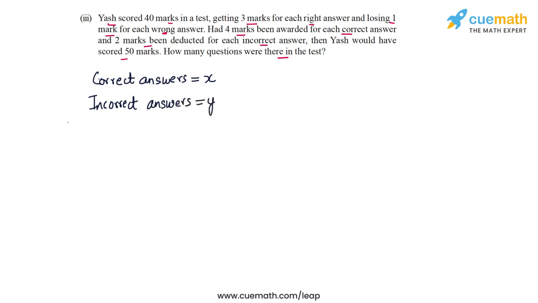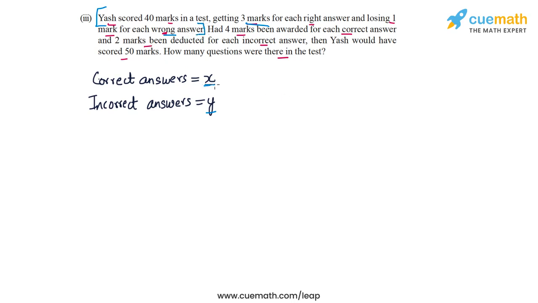So x and y are the two unknowns, and we need to set up a pair of linear equations in x and y using the given information. The first piece of information says that Yash scored 40 marks, getting 3 marks for each right answer and losing 1 mark for each wrong answer. So this is the first piece of information.